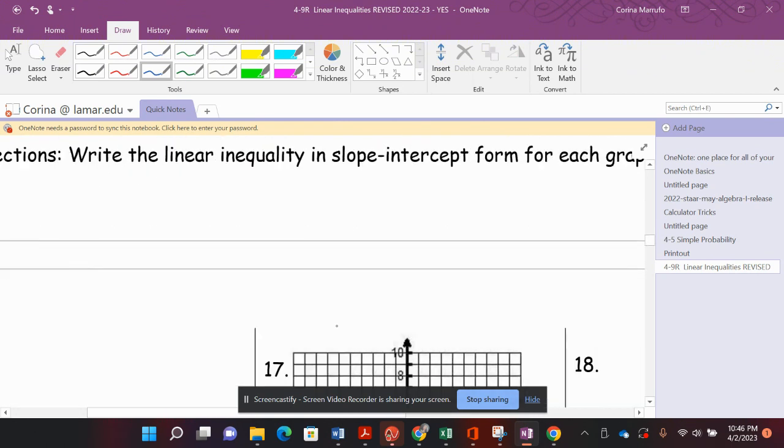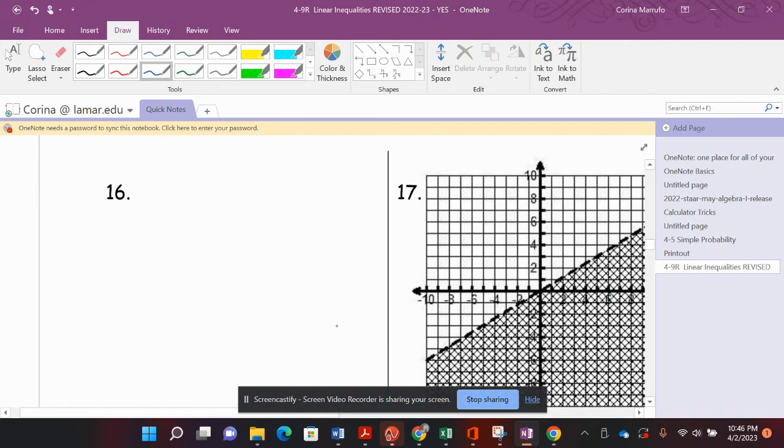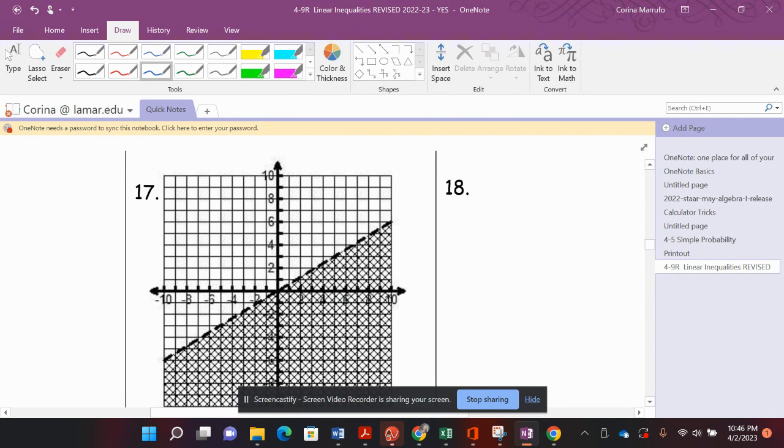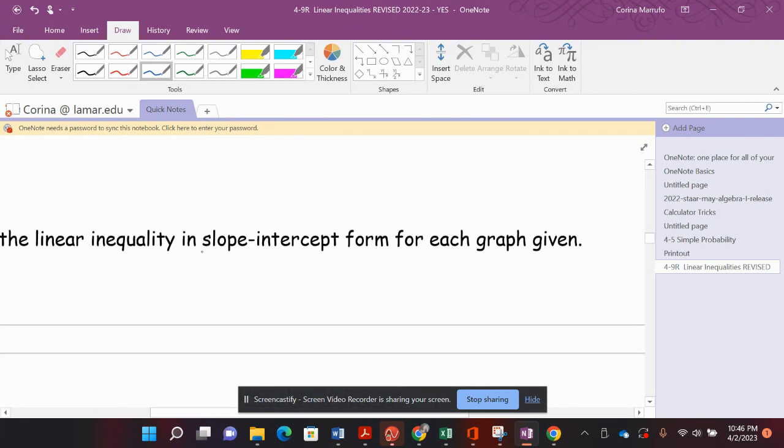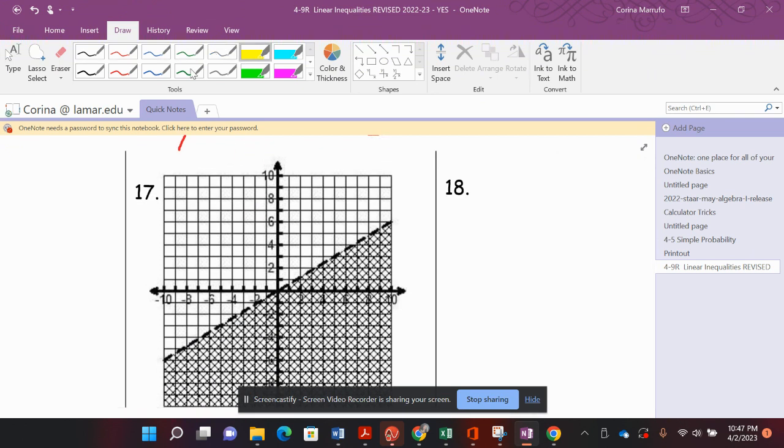All right. The next one's write the linear inequality in slope-intercept form for each given graph. Oh no, numbers 16 and 18, the graph's not coming out, but 17 is. Okay, so it does say slope-intercept form. So when it says slope, that means we need to count the slope, and the intercept means we need the y-intercept. So we are writing in the form of y equals mx plus b. Okay, and so m stands for slope. So the slope is rise over run.